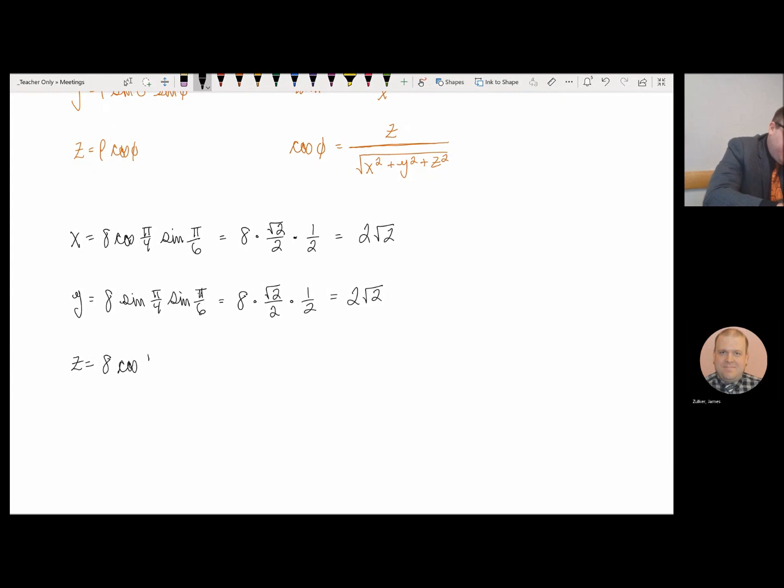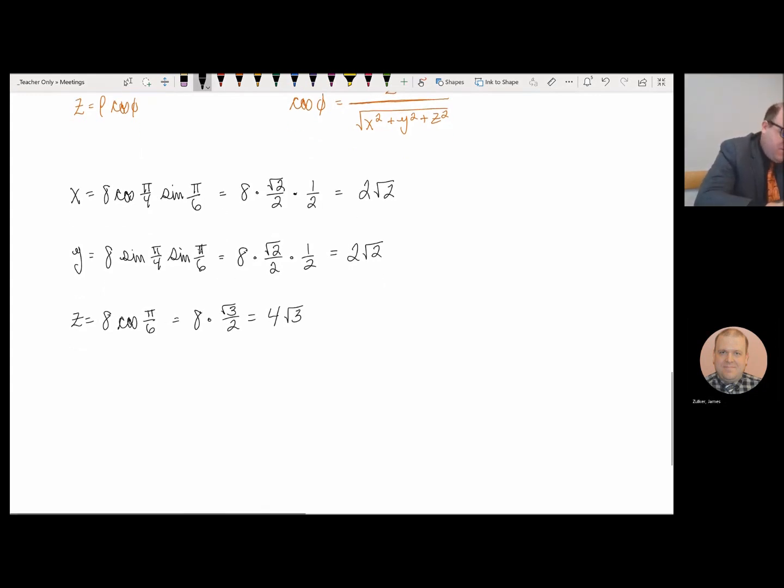Z is rho cosine of phi. What is cosine of pi over 6? That makes the z coordinate 4 root 3. The point in rectangular coordinates would be 2 root 2, 2 root 2, 4 root 3.